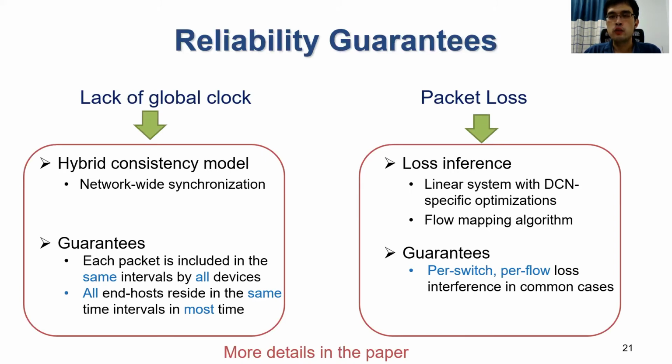For the lack of a global clock, we propose a hybrid consistency model to synchronize time intervals. By hybrid consistency, we mean that it's a strong consistency most of the time, but it will be degraded to weak consistency at some times. For packet loss, we propose a linear system to infer the loss, and we also propose a flow mapping algorithm to make the linear system correctly work in general cases.